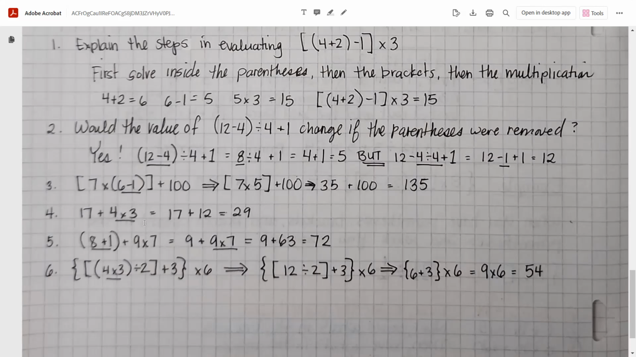And then our last one, 4 times 3 divided by 2 plus 3 times 6. So again, work from the very, very inside. 4 times 3 in the parentheses is 12. 12 divided by 2 is going to give you 6. 6 plus 3 is going to give you 9. And then you're going to do 9 times 6, which is going to give you 54. So I know it looks complicated and it's a few steps, but if you're following the order of operations, solving becomes really easy.